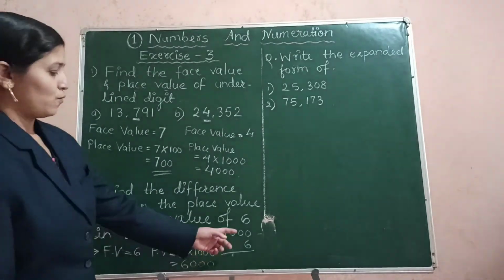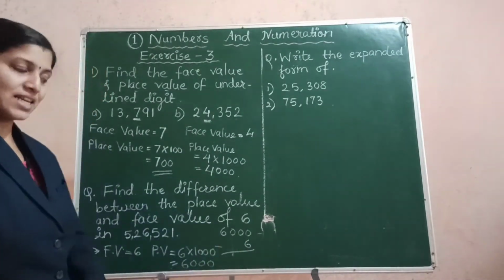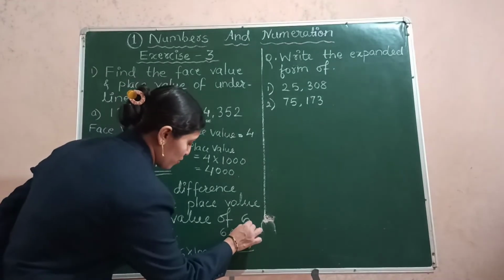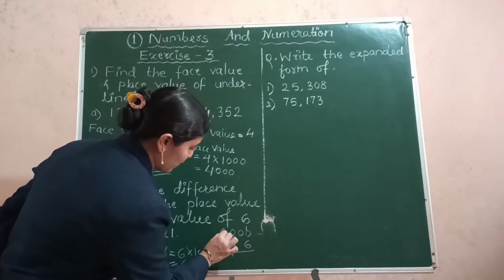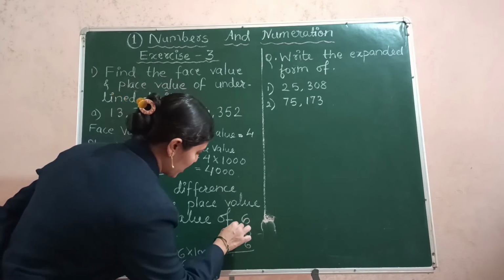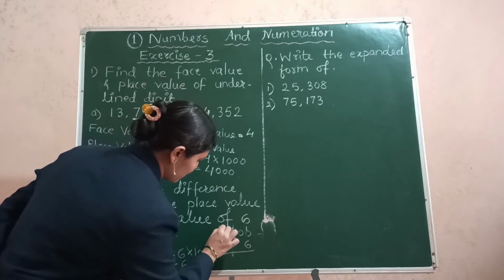So from 0 we can't subtract 6. So I will take a carry forward over here. But does it have? No. Does this have? No. So I have to take from this 6. I will take 1 here and this will become 5.